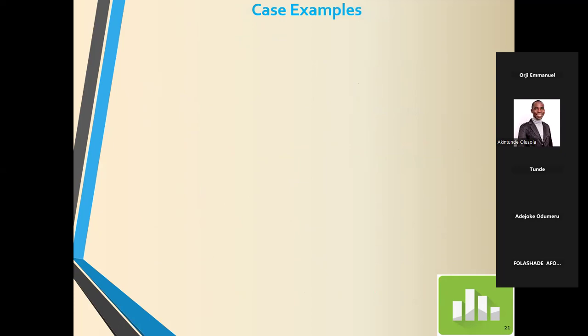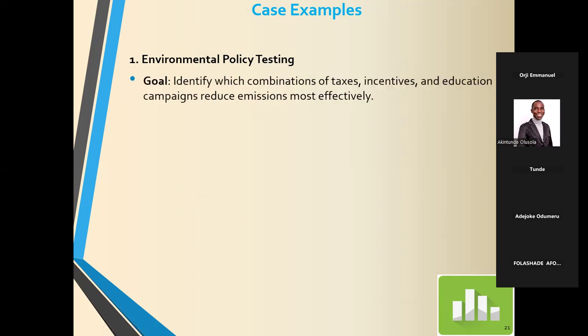So now we have our case example. So let's go back to our Minitab. We'll soon be having something in our Minitab, but quickly, we want to have a case example on this DOE, what we can use it for. So the case I have chosen is experimental policy testing. Let's assume the goal is to identify a combination of taxes, incentives, and educational campaigns to reduce emissions most effectively.